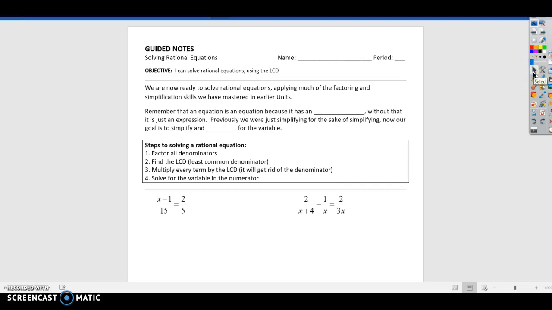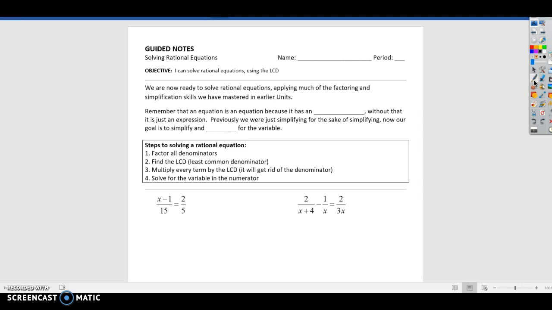We're going to talk about solving rational equations. So a rational equation is similar to a rational number. A rational number is any number that can be written as a over b, which means a rational number can be written as a fraction. So a rational equation is basically an equation that deals with fractions.